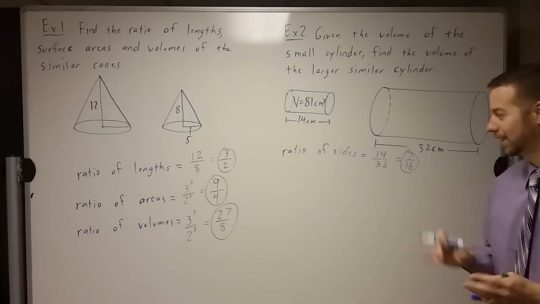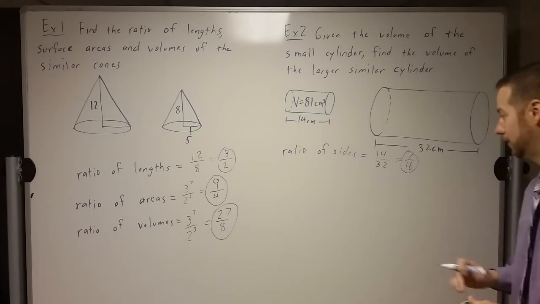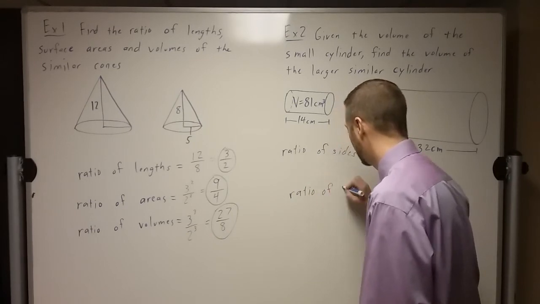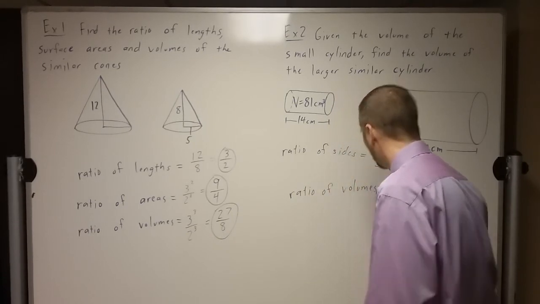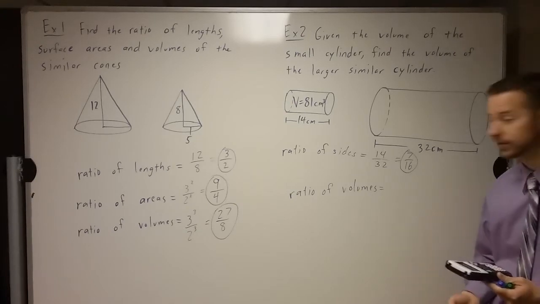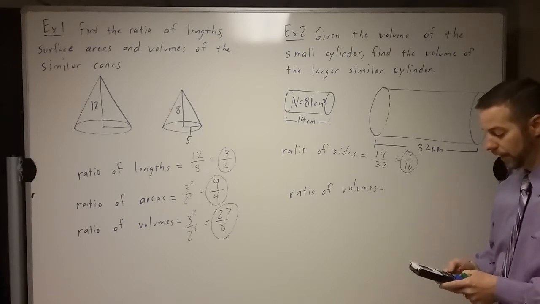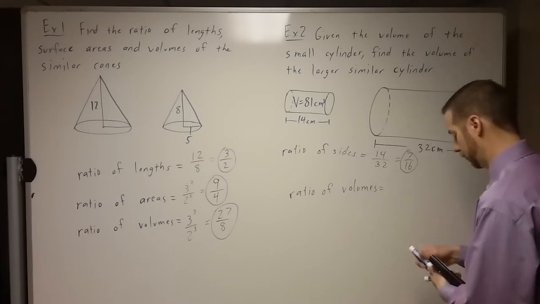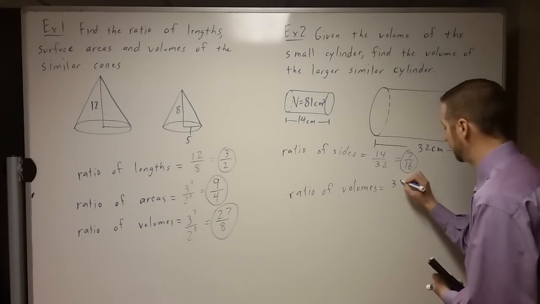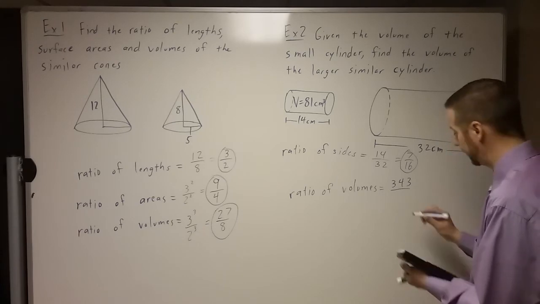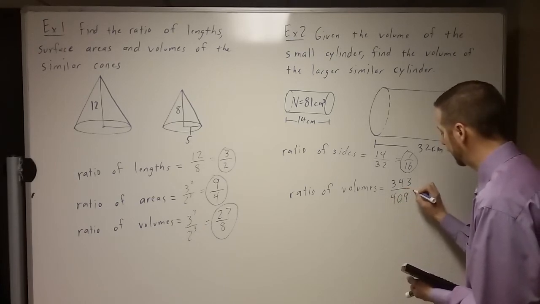Now I picked numbers that don't work out all that nicely on this one on purpose, because real life stuff doesn't always work out with things like 1/2 and things that easy. Now let's think about this. What does that make the ratio of volumes? To find the ratio of volumes, we said we need to take that ratio of lengths or sides and cube both of those. So I'm going to cube 7 and I'm going to cube 16. So 7 cubed is 343. So that's our top number. 16 cubed is going to be a fairly large number. 16 cubed is 4,096.